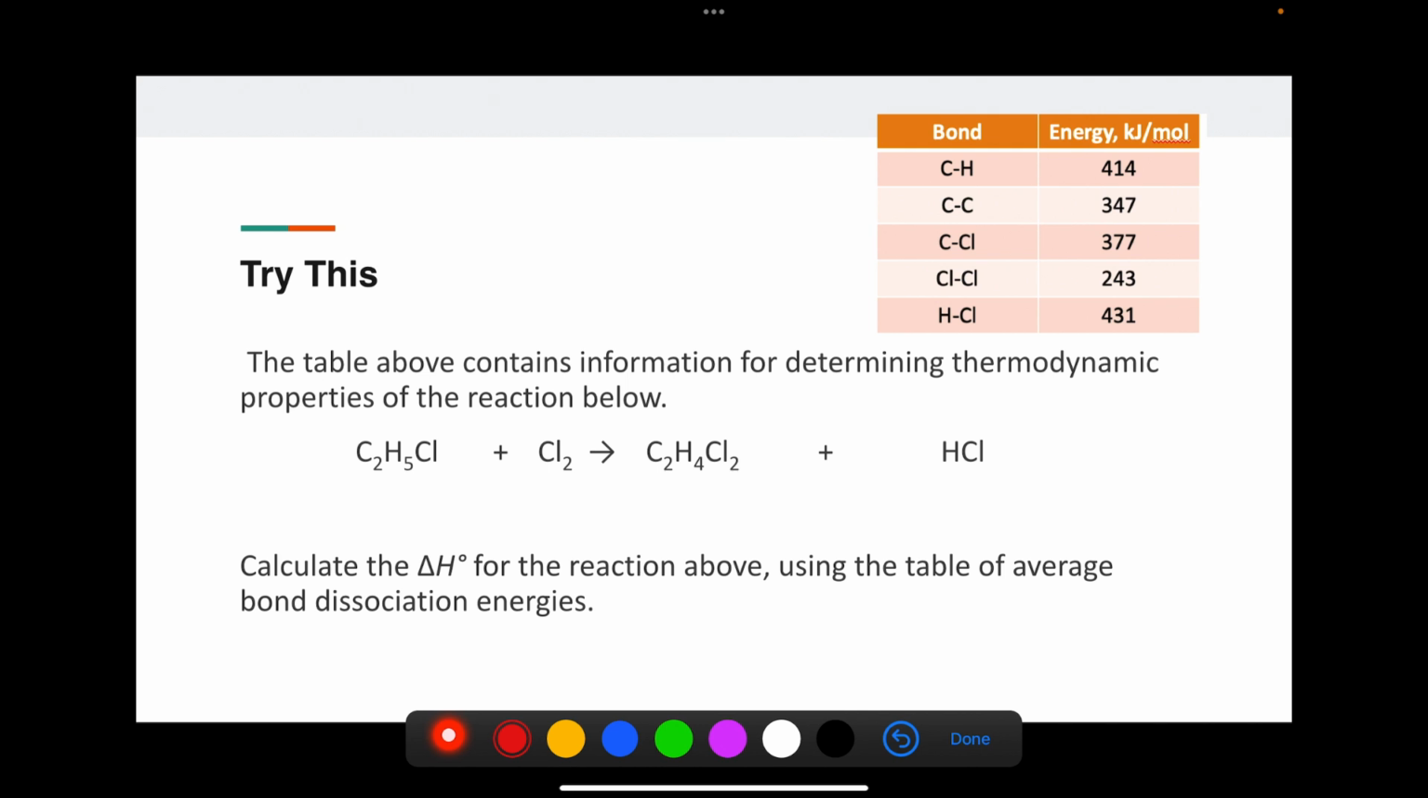Here's one to try on your own. Pause the video here, and when you come back, I'll reveal the answer. Consider the fact that it might be helpful to draw a quick sketch of each molecule, just so you can keep straight what bonds you need to account for.